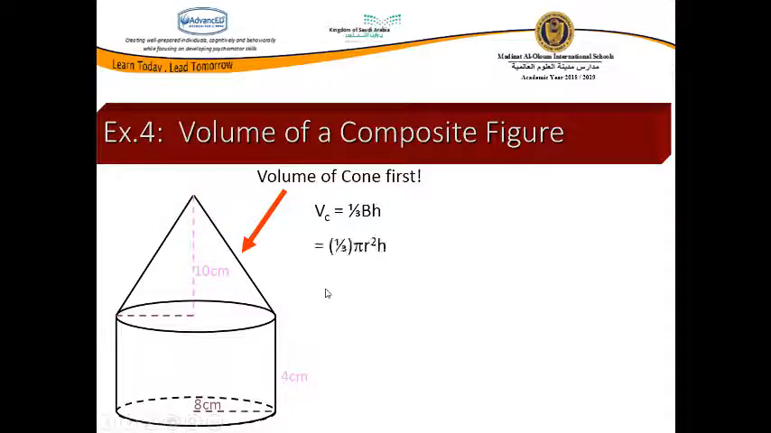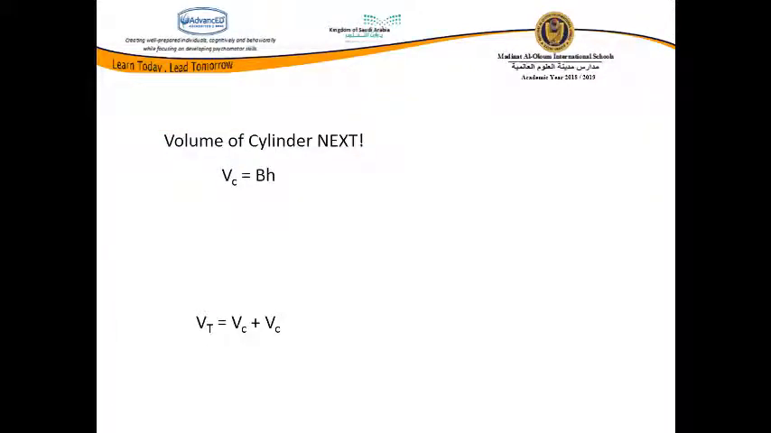Then one third pi r squared, then one third pi 8 squared multiplied by the height 10, this equals 670.2 cubic centimeters. Let's find the volume of the cylinder. The volume of the cylinder, we know, is base area multiplied by the height. Base area pi r squared multiplied by the height 4. This is the height of the cylinder, not the height of the cone. Then pi 64 multiplied by 4. This equals 256 pi.